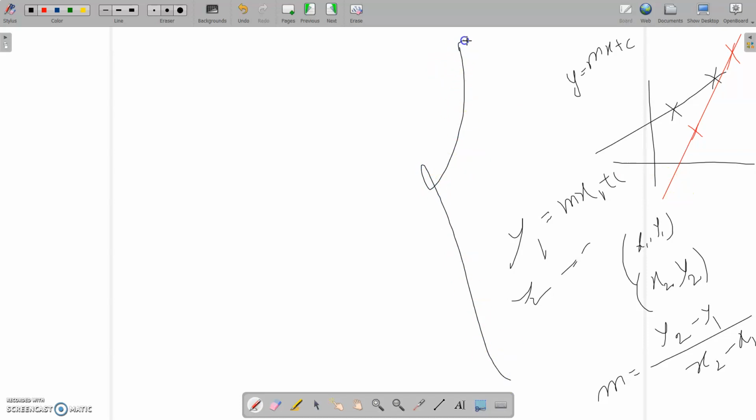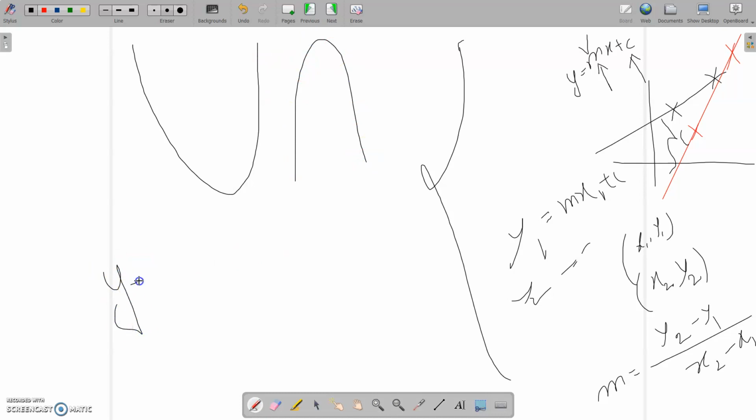Now in a straight line I have two unknowns: m, that's the slope, and c. So when I have a parabola like this or like this, I have the equation y equals ax square plus bx plus c. When I have this general equation of a parabola, I have three unknowns: a, b, and c. Since I have three unknowns, I need 3 points on the curve.